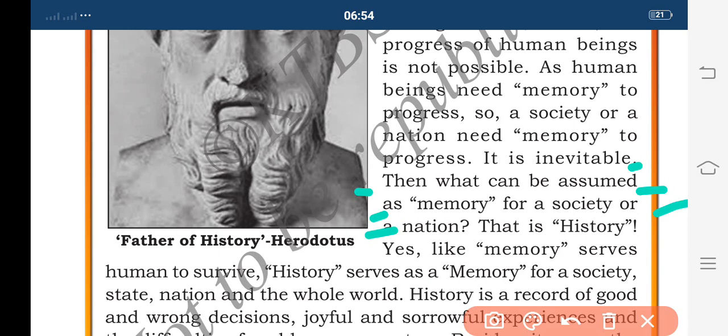It is inevitable. What can be saved as memory for a society or a nation, that is history. Understand? What can serve as a memory for a society or a nation is called history. Yes, like memory serves humans to survive, history serves as a memory for a society, state, nation, and the whole world.